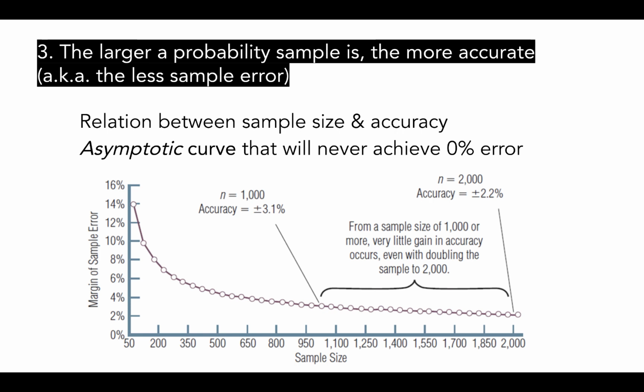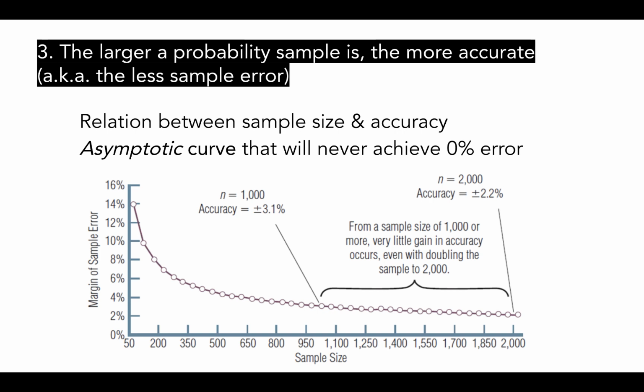However, this relationship between sample size and accuracy is asymptotic. So that means that you have the law of diminishing returns here. As you can see in the graph on the slide, on the horizontal axis, the x-axis, you see sample size and you see it goes up. Now on the y-axis, the vertical axis, you see sample error, which is an inverse of accuracy. So larger sample error means less accuracy.